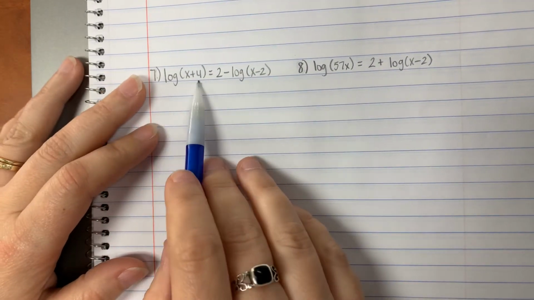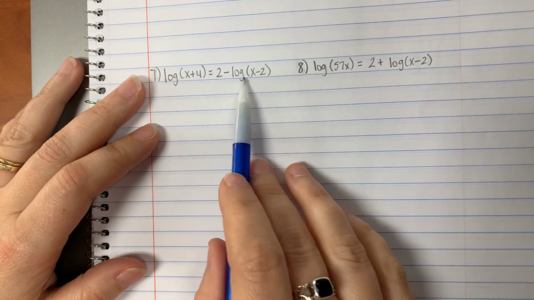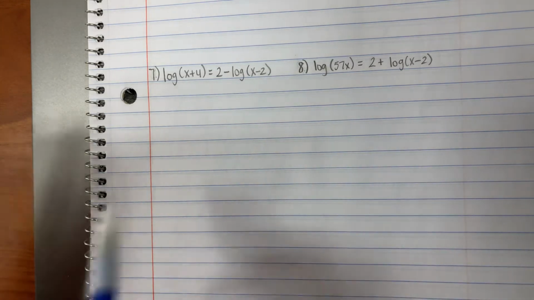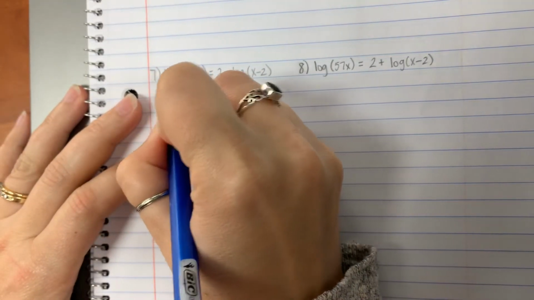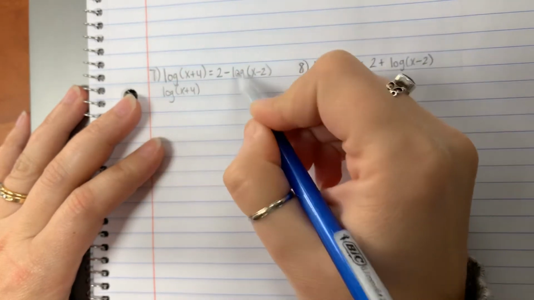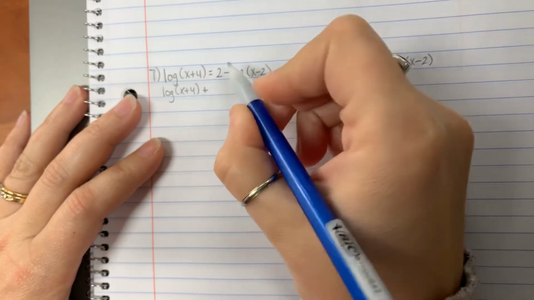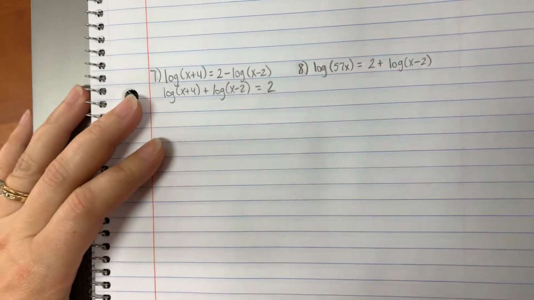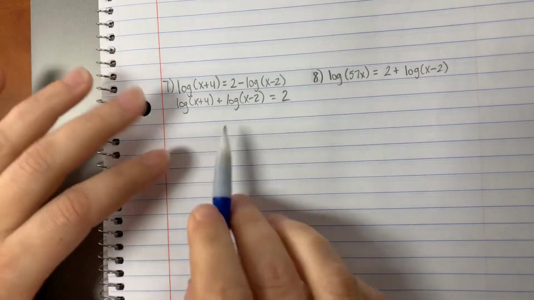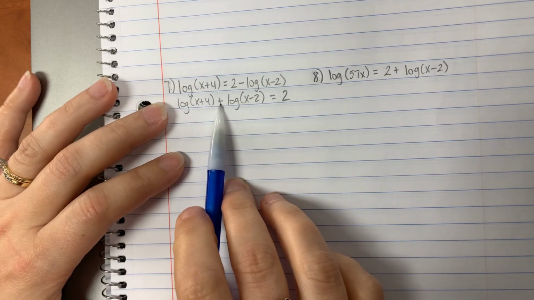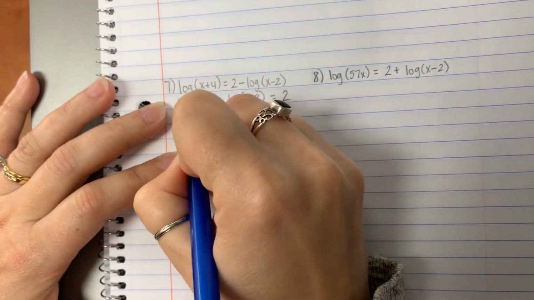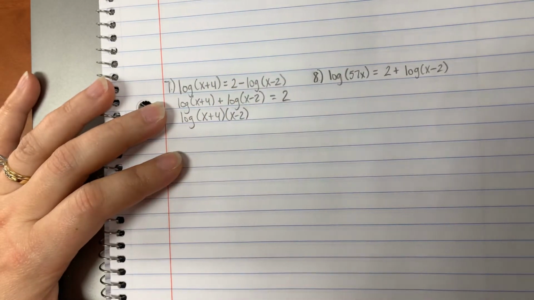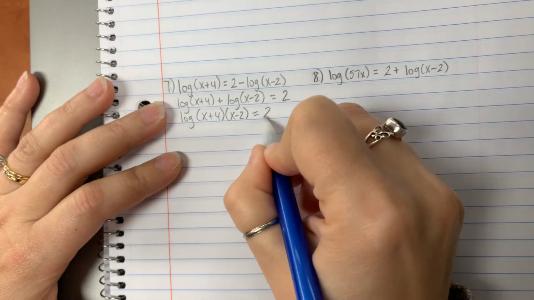So I have a log of x plus 4 equals 2 minus log of x minus 2. So I'm going to get my logs together on one side. So I have a log of x plus 4 plus, if I add this to both sides, a log of x minus 2, and that equals 2. Then I can put these together with multiplication. So this would be a log of x plus 4 times x minus 2 equals 2.